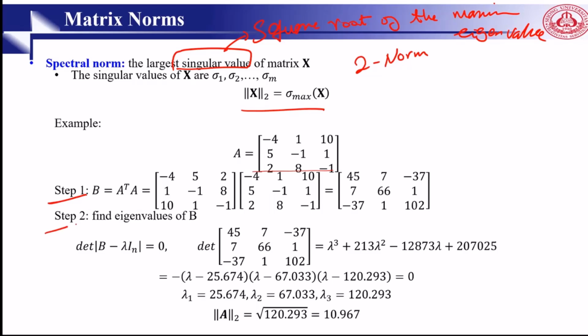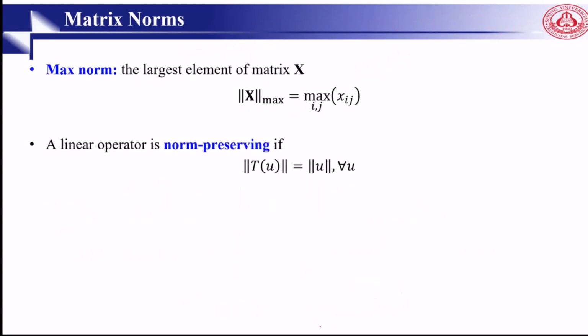So what we do here, we have a matrix like A. We have 2 steps to follow. First of all, we compute A^T A, the transpose of A multiplied by A itself, which gives us this one. Then we find the eigenvalues of this matrix B that we have generated as the product of the transpose of the matrix by the matrix itself. You already know how to find that. Finally, we will come up with lambda 1, lambda 2, and lambda 3. Then we will find the square root of the largest, which gives us 10.967 as the spectral norm of this matrix. Also, we have the max norm, which is simply the maximum value of an element of the matrix.